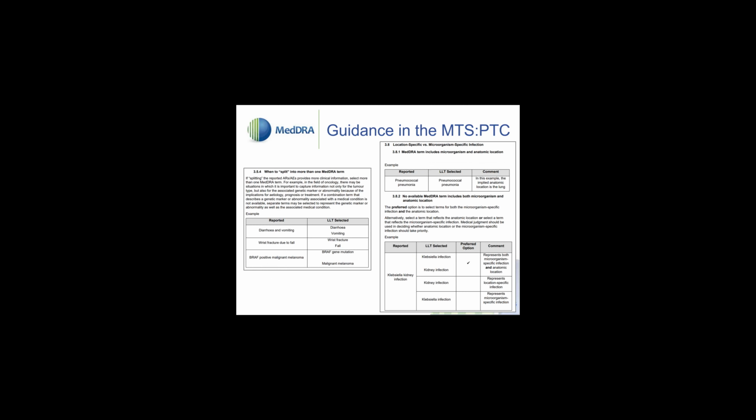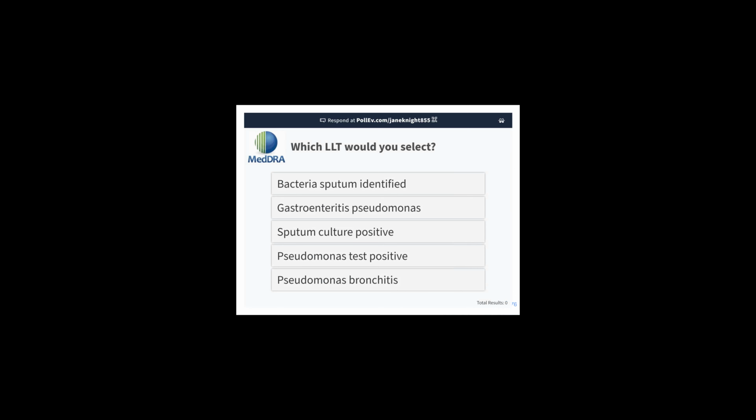So how would you approach our reported finding, positive Pseudomonas sputum sample? Which LLT would you select? And here you have a multiple choice question. Would you choose bacteria sputum identified, or gastroenteritis Pseudomonas, or sputum culture positive, or Pseudomonas test positive, or would you code to Pseudomonas bronchitis? What would you do?